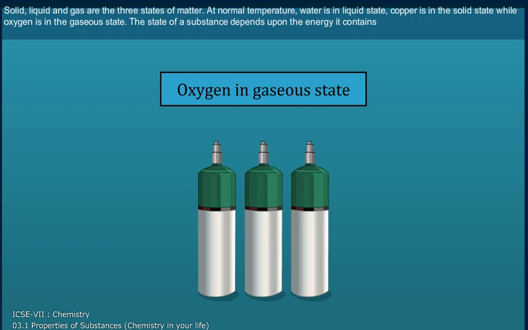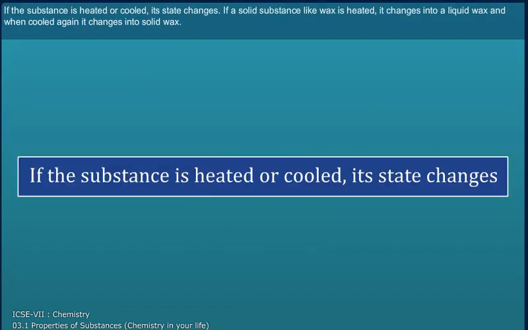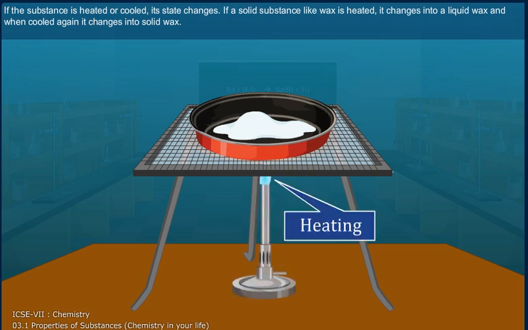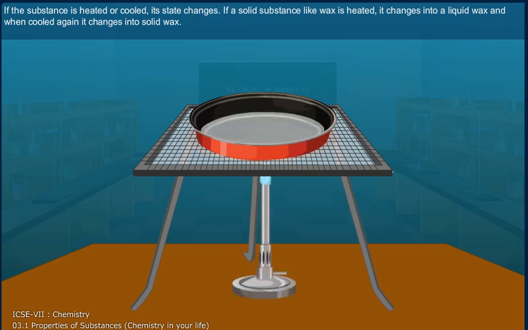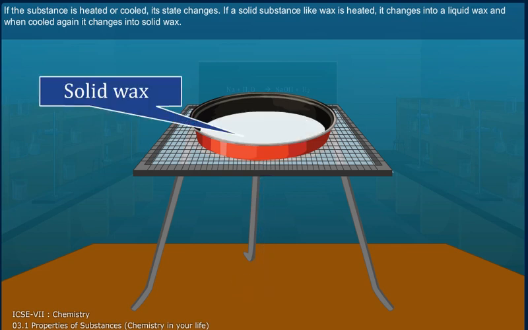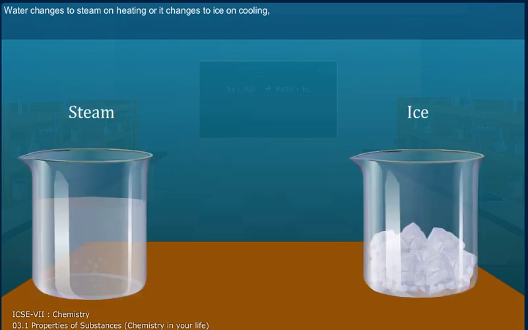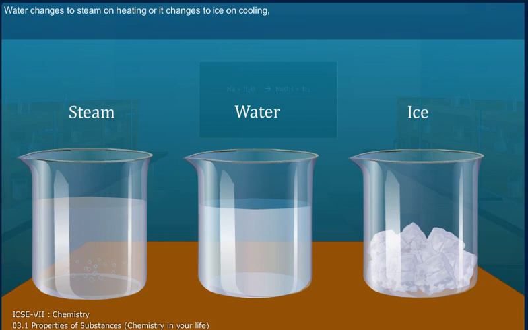The state of a substance depends upon the energy it contains. If the substance is heated or cooled, it changes its state. If a solid substance like wax is heated, it changes into liquid wax, and when cooled again, it changes into solid wax. Water changes to steam on heating, or it changes to ice on cooling.